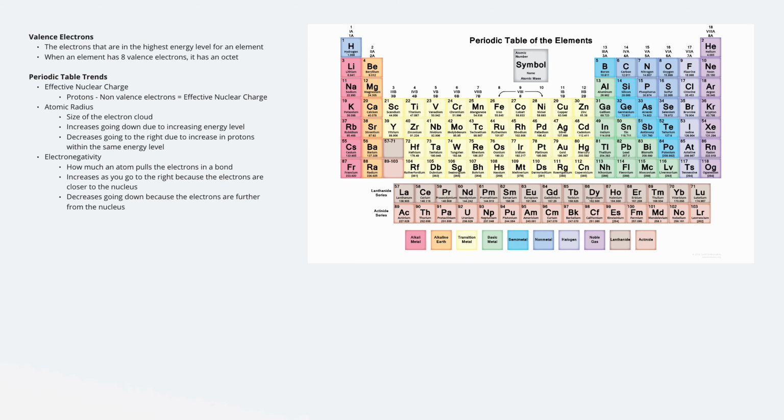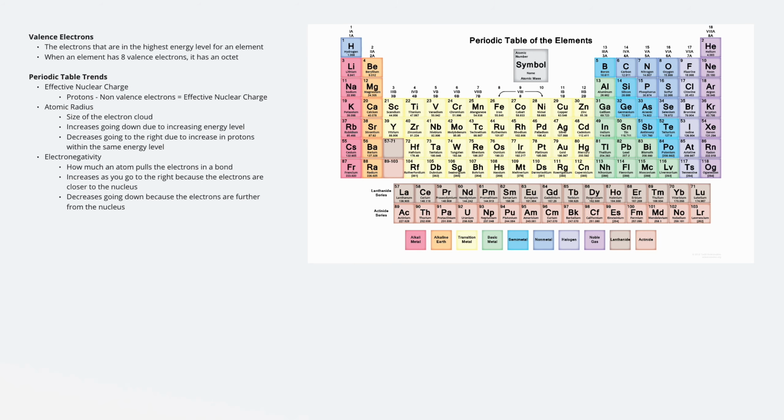And the effective nuclear charge basically tells us how much of a pull the positively charged nucleus has on the negatively charged electrons, and specifically the outermost electrons. So basically, how strongly does it pull on the valence electrons? The way you want to think about this is that all the electrons that are between the valence electrons and the nucleus are shielding the valence electrons from the nucleus's positive charge. So we find the effective nuclear charge by doing protons, which we get from the atomic number, minus non-valence electrons. So protons minus non-valence electrons gives you the effective nuclear charge.